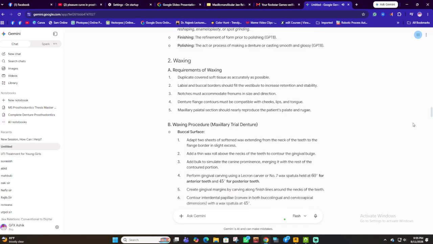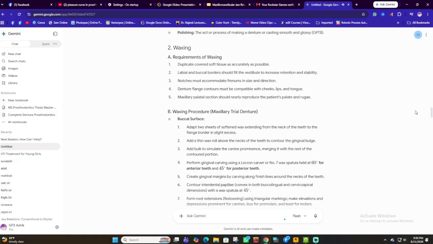B. Waxing procedure, maxillary trial denture, buccal surface. Adapt 2 sheets of softened wax extending from the neck of the teeth to the flange border in slight excess. Add a thin wax roll above the necks of the teeth to contour the gingival bulge. Add bulk to simulate the canine prominence, merging it with the rest of the contoured portion.